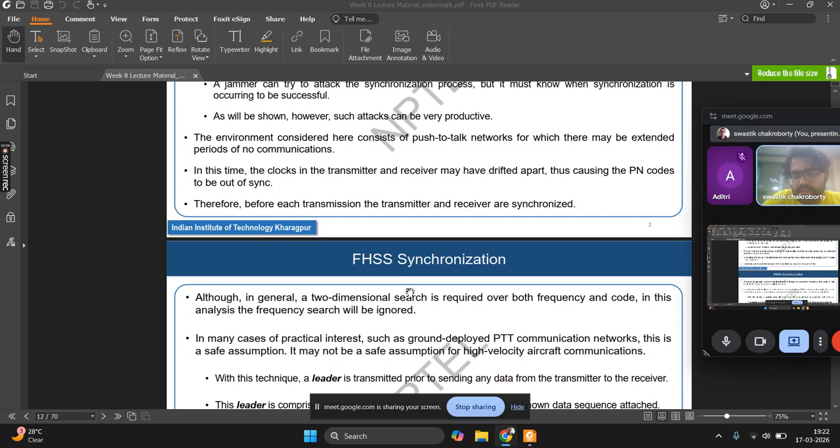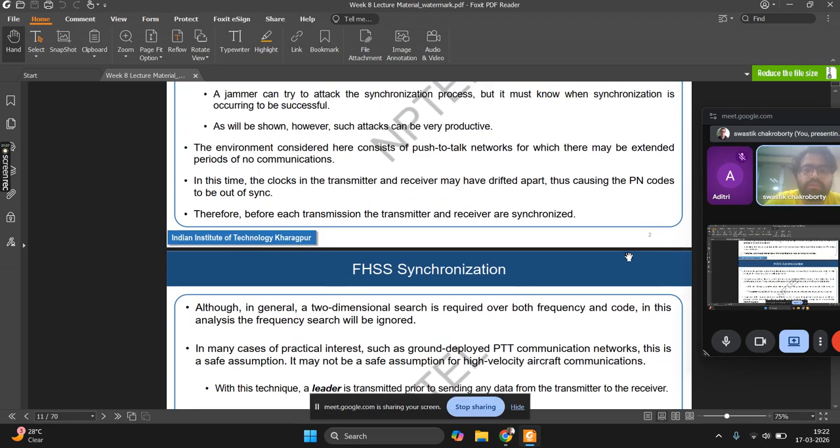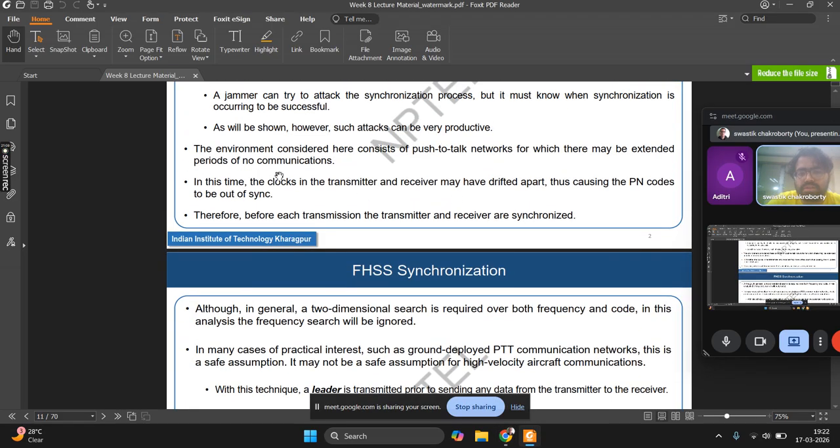The environment considered here consists of push to talk networks, for which there may be extended periods of no communication. Push to talk means whenever someone has some message, they will communicate. Otherwise, the signal will stay silent.